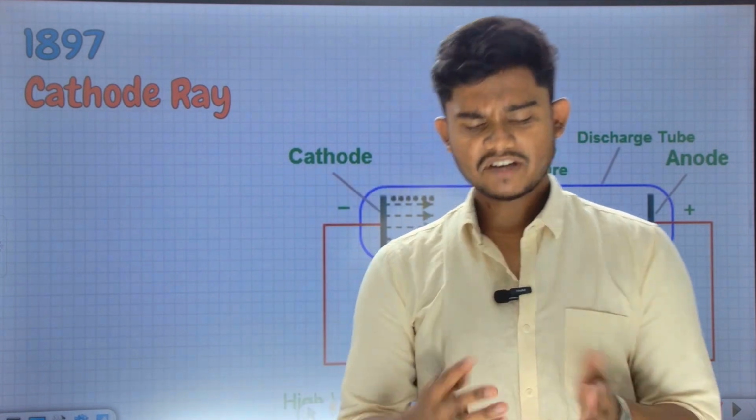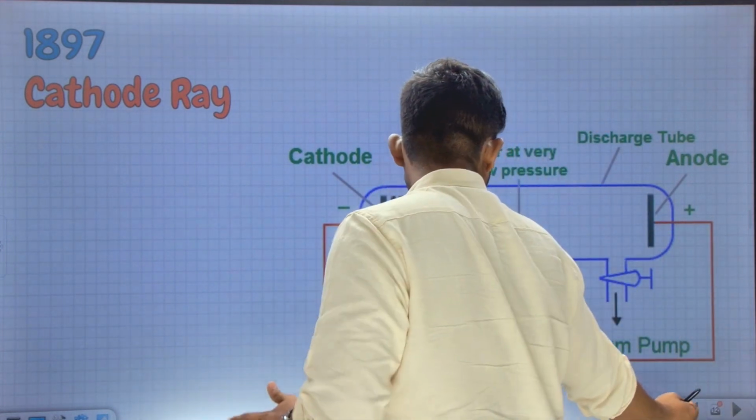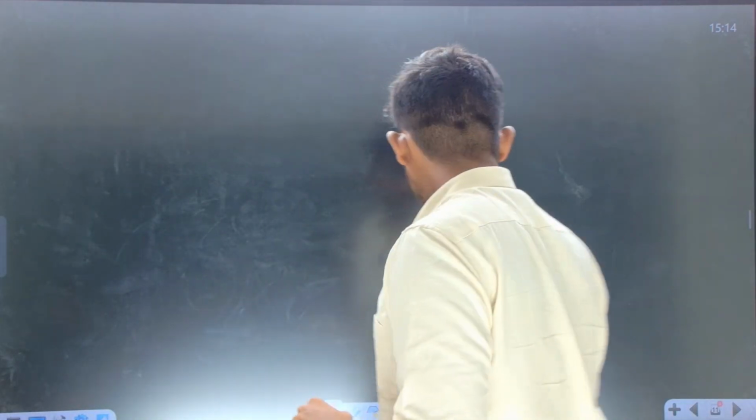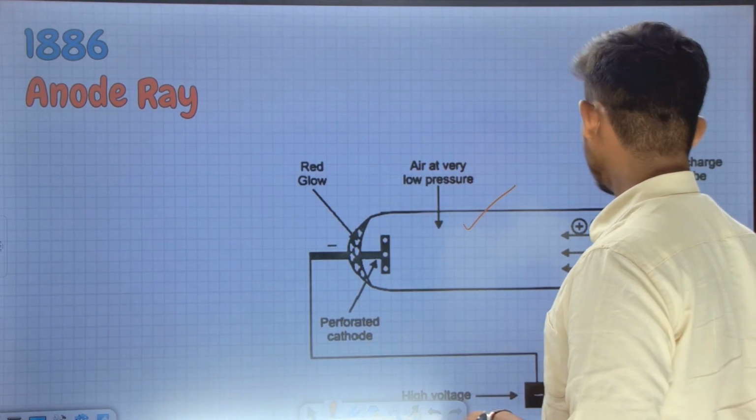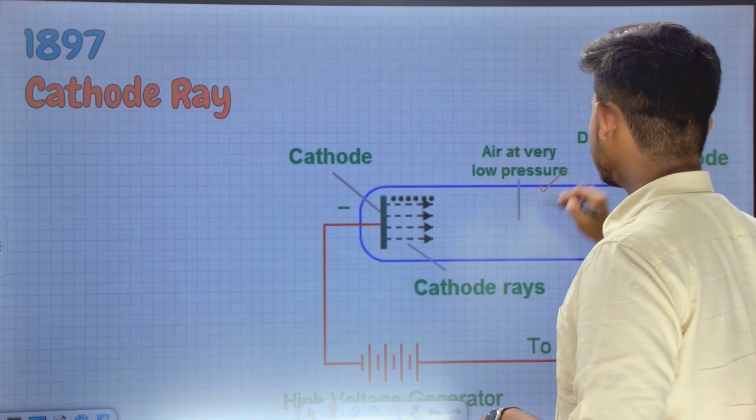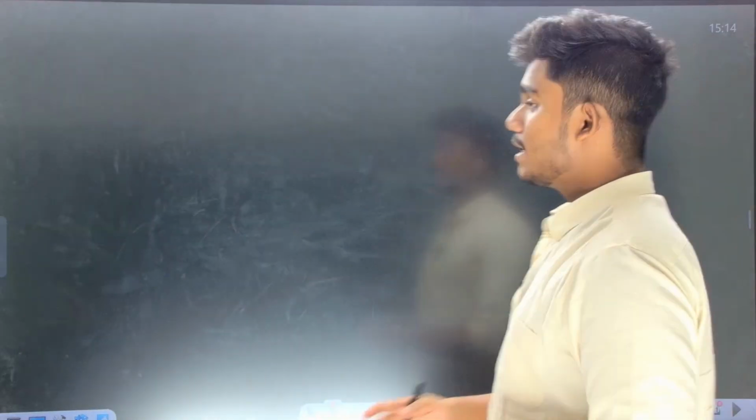1897. So there were two famous scientists. In fact, there were actually three scientists who worked on the setup that you are seeing here, the anode ray discharge tube setup and the cathode ray discharge tube setup, which were studied together.